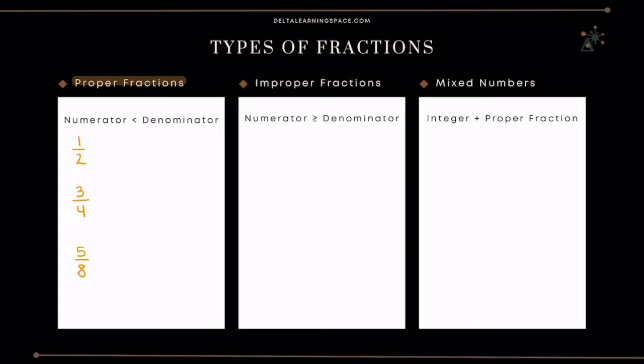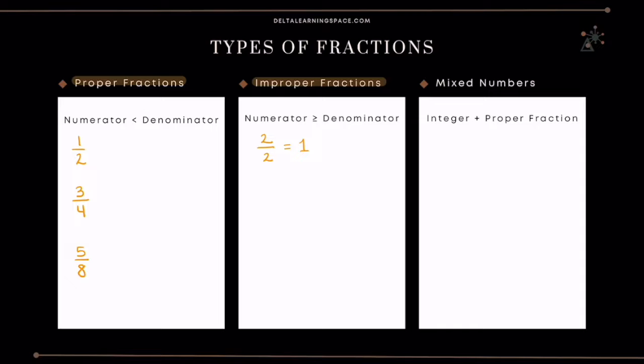Our second type of fractions are our improper fractions. Improper fractions are when the numerator is greater than or equal to the denominator. Our first example of an improper fraction would be 2/2, because our numerator 2 is equal to our denominator 2. And like we saw, 2/2 will equal 1.